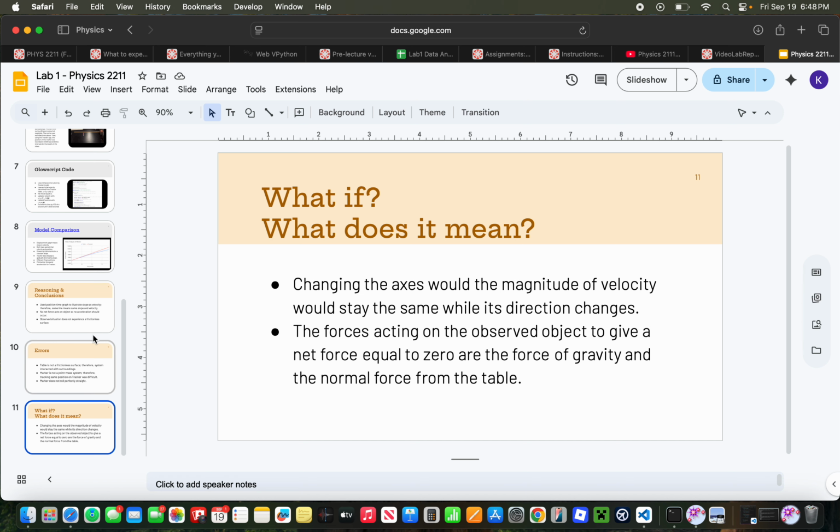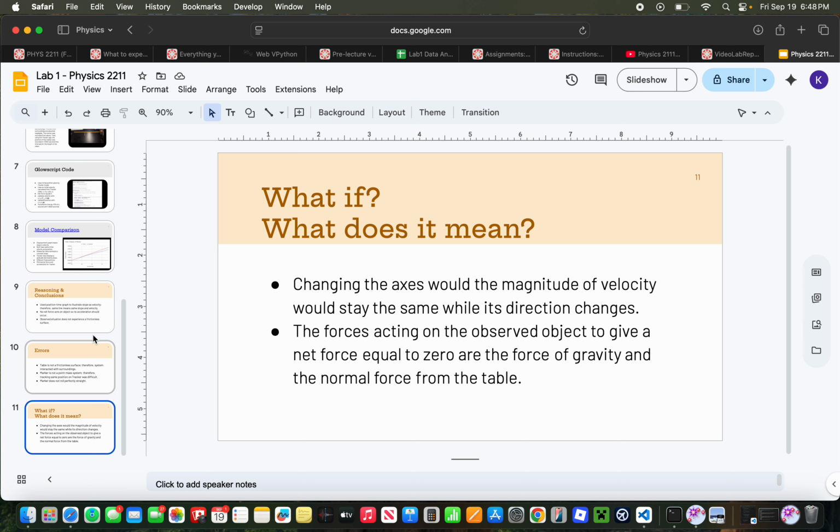And then our what-if scenarios, and what does it mean? Changing the axes would make the magnitude of velocity stay the same while its direction changes. So if you made it negative x direction, it would be the exact same, just in the opposite direction. And you could make it in the y direction or at an angle, and the magnitude would still be the same.